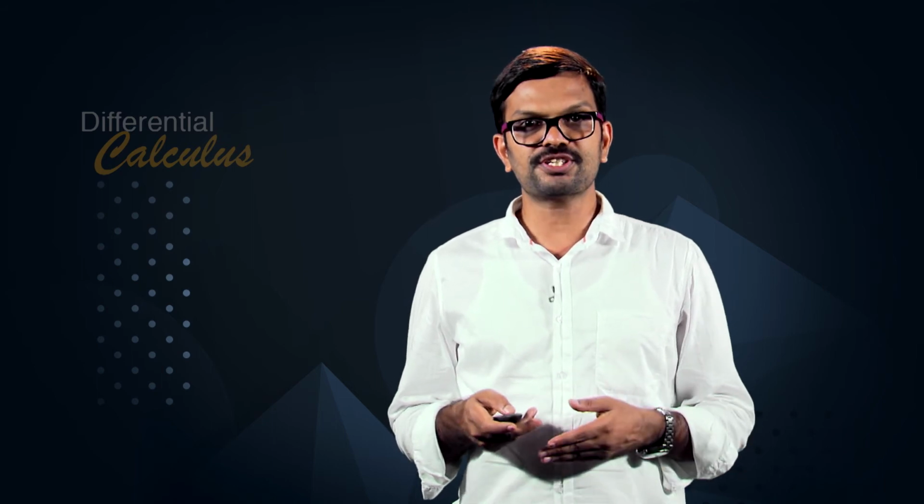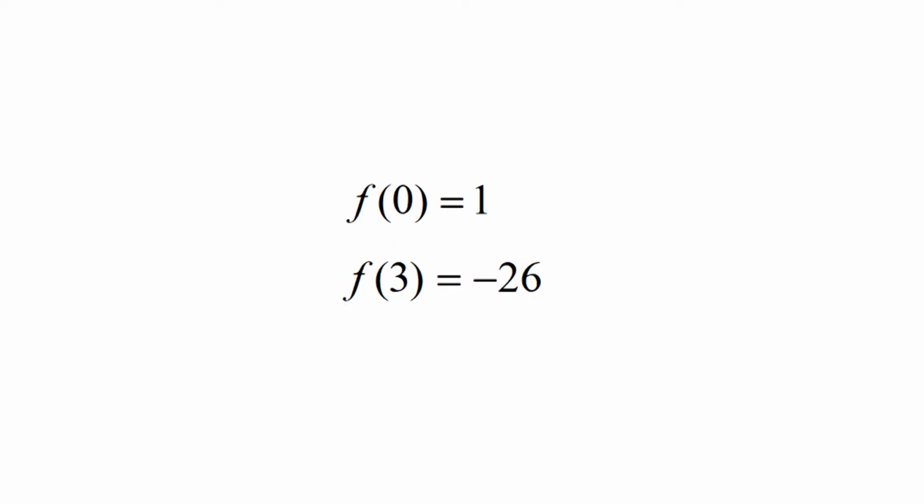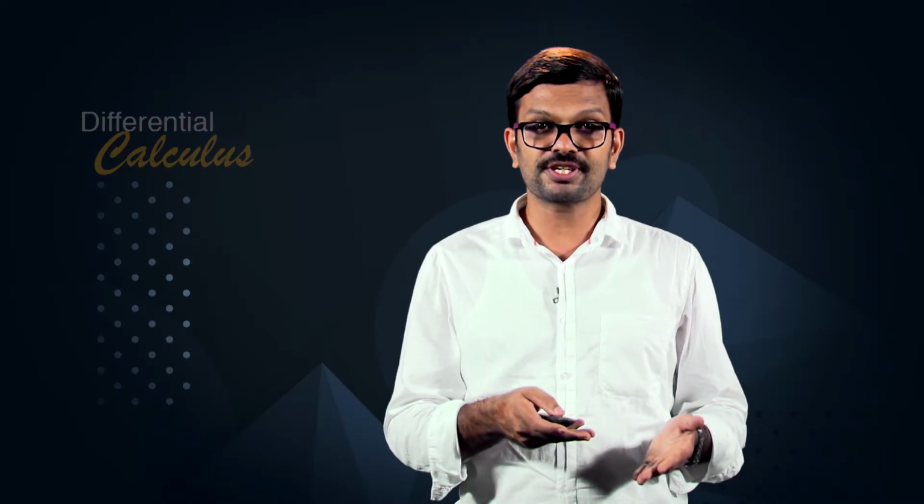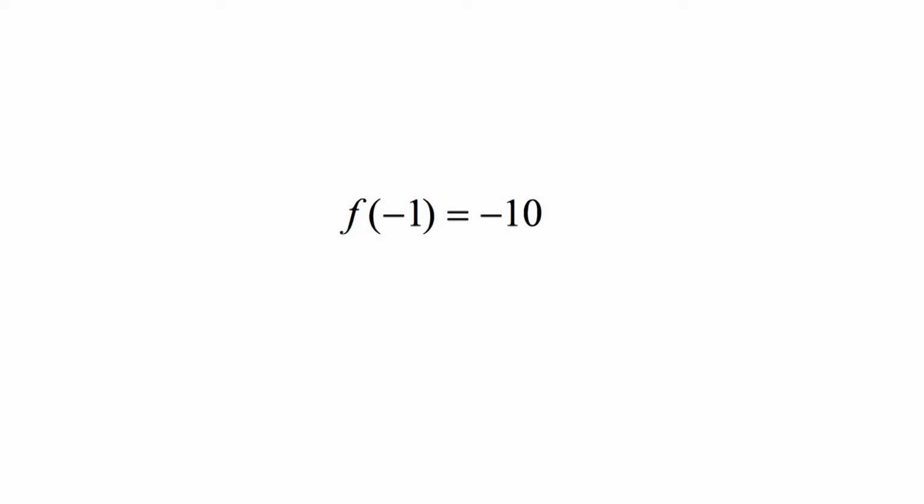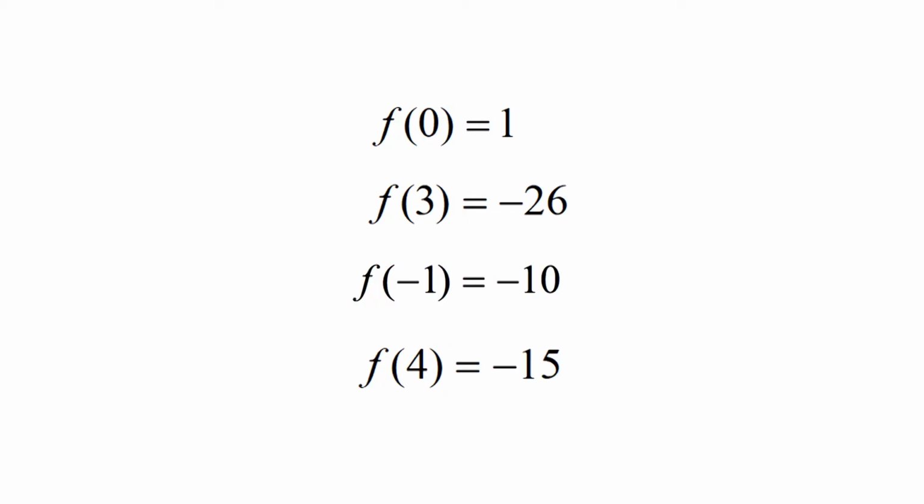At critical points, the local extrema are f(0) = 1 and f(3) = -26. At boundary points, f(-1) = -10 and f(4) = -15. Step 3: Hence, the maximum among all these values is 1 and the minimum is -26. Hence, f has an absolute maximum at x = 0 and an absolute minimum at x = 3.